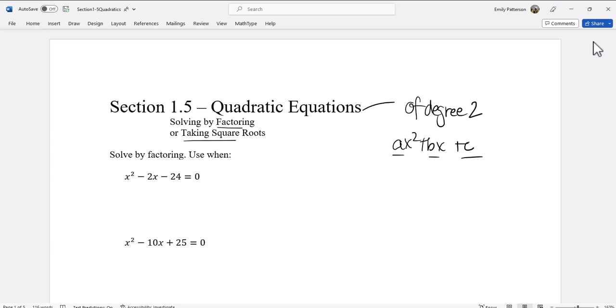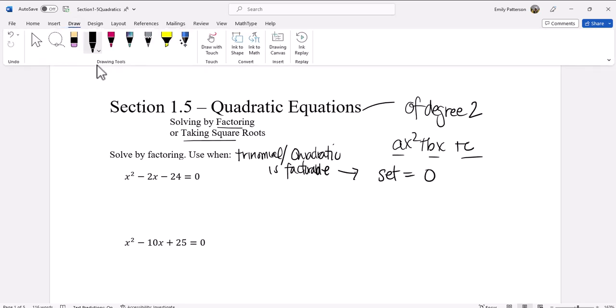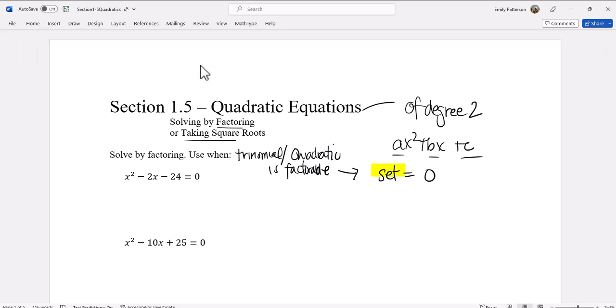So solving by factoring, we use this when the trinomial, or the quadratic, because we can have difference of two squares, is factorable. And the first thing to remember is we have to set it equal to 0. That is the biggest thing we have to remember, that if we're going to solve by factoring, we are doing it with the idea that we're trying to find binomial factors that we can set equal to 0.